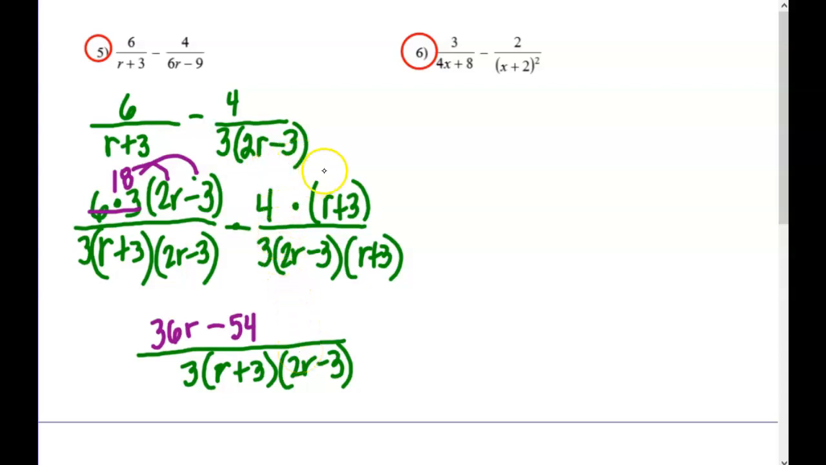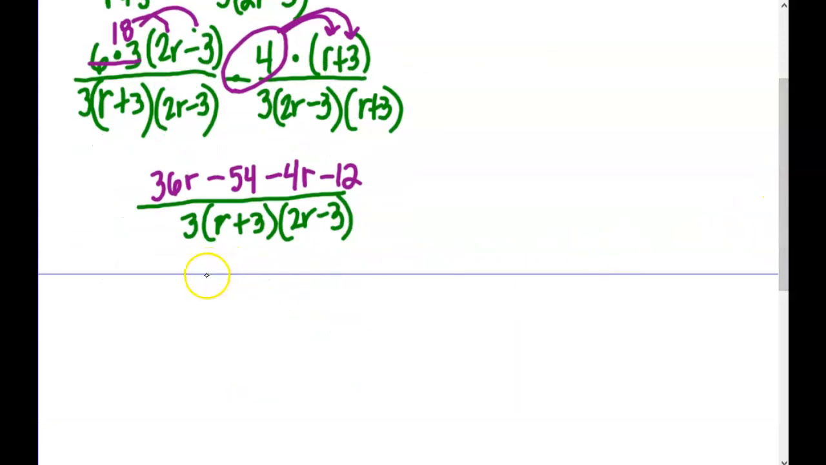We could just distribute a 4, but we'd still have to deal with this minus. It really would go better for us if we distributed this as a negative 4, okay? Otherwise, we're going to lose the fact that we're subtracting. So if we distribute that as a negative 4, we get a negative 4r, but we also get a negative 12. Anybody following me there? All right, now simplify on the top. 36r minus 4r is 32r. Negative 54 minus 12 more would be negative 66.